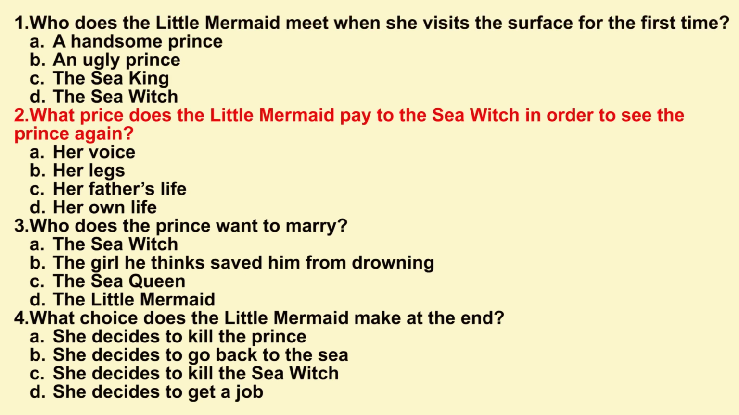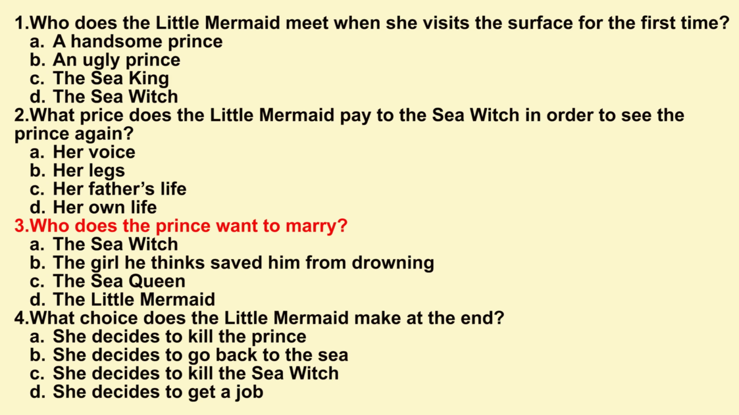Question 2. What price does the Little Mermaid pay to the Sea Witch in order to see the prince again? A. Her voice. B. Her legs. C. Her father's life. D. Her own life. The answer is A. She pays with her voice.